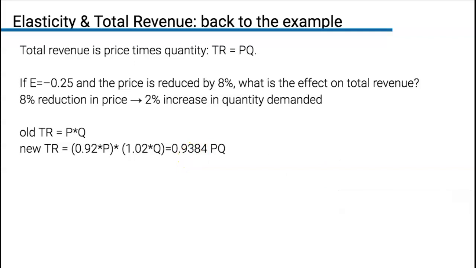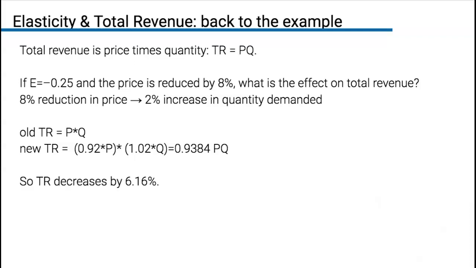So whatever the product of price times quantity, that product after the change is reduced to just 93.8% of the original value. That means that your total revenue is decreased by approximately 6.16%, because 93.84% of the original total revenue corresponds to a 6.16% reduction in total revenue.